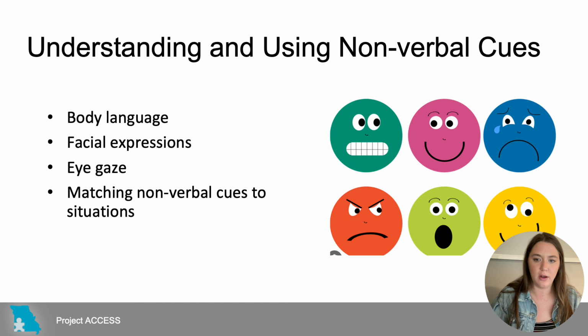They may struggle to look at people, and then sometimes they might also hold eye contact for too long. It's really hard sometimes for our students to match nonverbal cues to situations. They might have a hard time understanding that if you're sad and telling a sad story, your face looks sad.